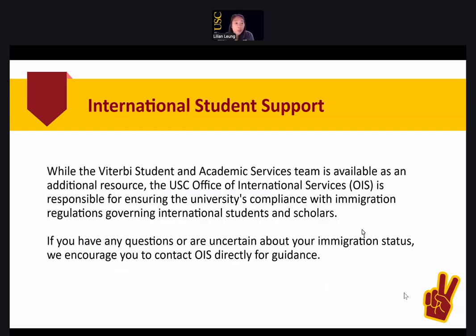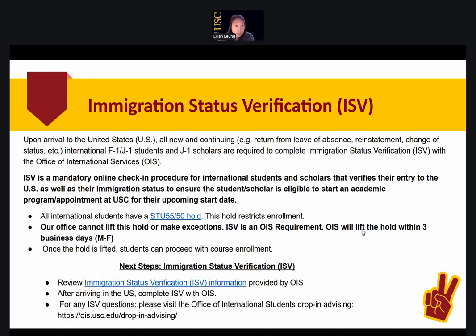As we mentioned, these are additional resources available to you. The OIS, the Office of International Services, is responsible for ensuring that the university complies with immigration regulations governing international students and scholars. So if you have any question or are uncertain about your immigration status, we encourage you to contact OIS directly for guidance. If you do reach out to us, we'll most likely refer you back to OIS, as I mentioned in the previous slide. We're mainly the ones providing academic verification.